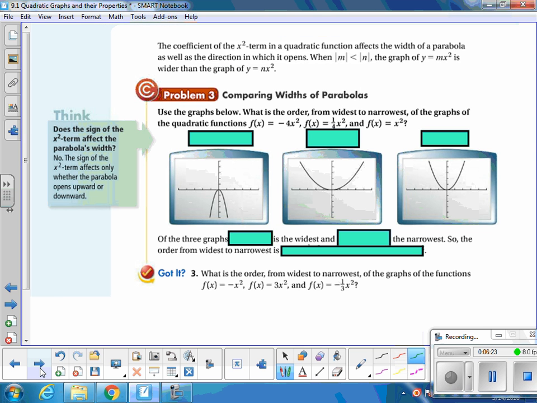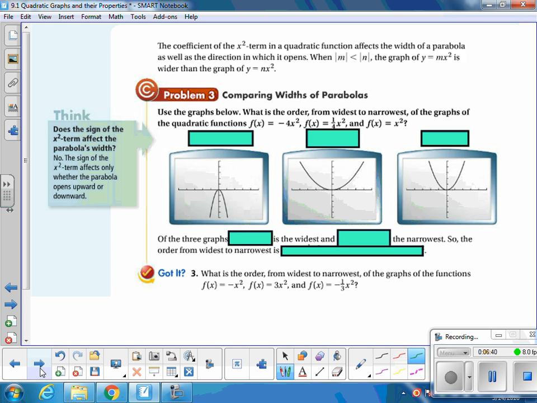The coefficient of the x squared term in a quadratic function affects the width of the parabola as well as the direction in which it opens. Let's practice this out a little bit so you can kind of see what it's talking about. Yeah, let's just try it out.